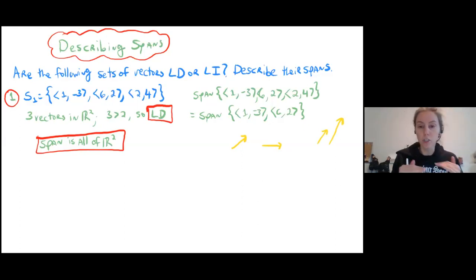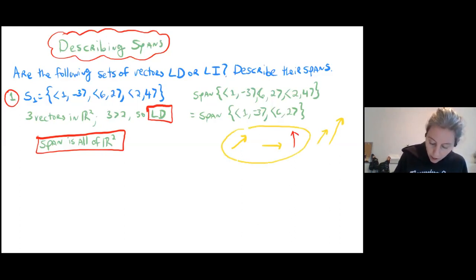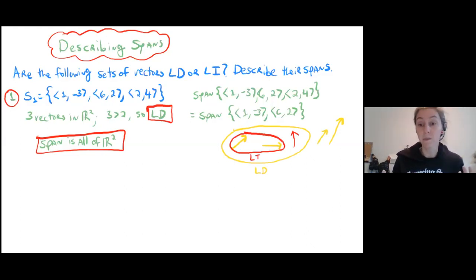So I've got these two different directions. I can get to every place on the paper. (2, 4) would just be adding this extra direction that's not important because it's still on the paper, and I can already get everywhere on the paper using those original two yellow vectors. So in other words, this set right here is my linearly dependent set, and this set right here is a linearly independent set. The span of the three of them is the same as the span of the two of them. It's all of R2.